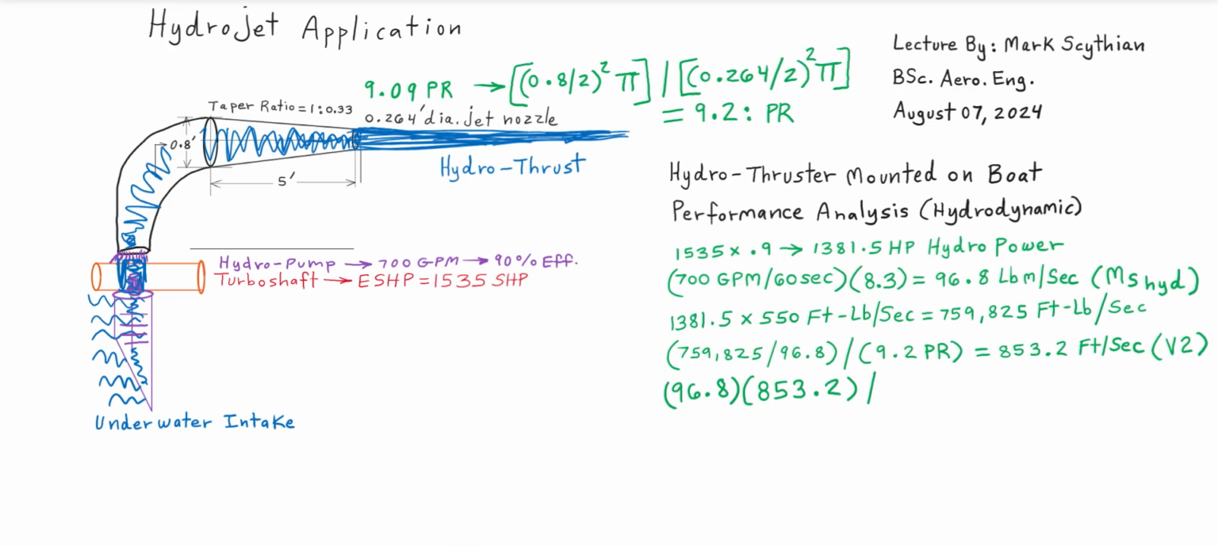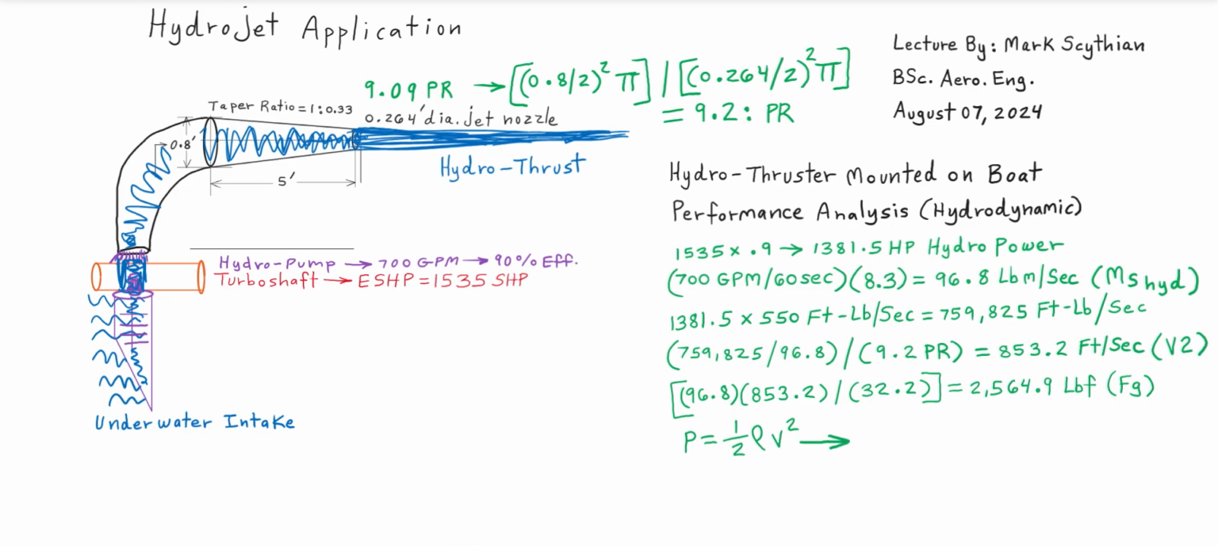Next, we take the 96.8 pounds per second and multiply it times the final velocity of 853.2 feet per second, then divided into gravitational acceleration on Earth, 32.2 feet per second squared. And this computes to a static thrust of 2,565 pounds thrust. So that's static thrust, F sub G.